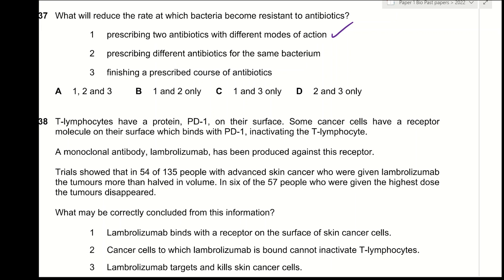2. Prescribing different antibiotics for the same bacteria. This makes it more likely that all bacteria are dying and none of them reproduce again. So this is correct. 3. Finishing a prescribed course of antibiotics. Now this is correct. Finishing the course to the end ensures that all bacteria are dead. Therefore, the answer is going to be A.